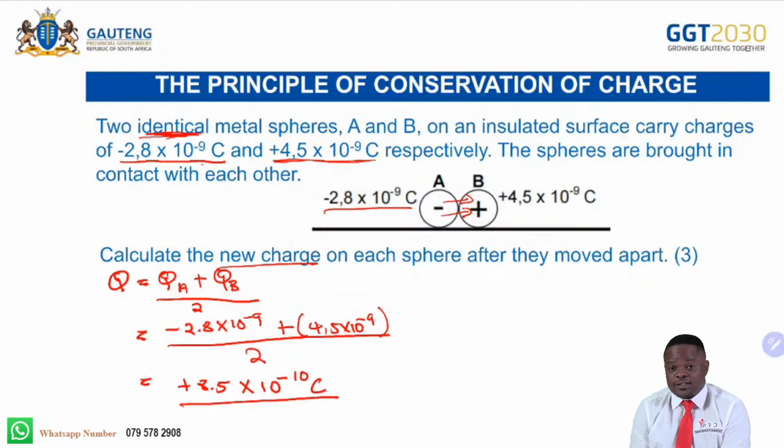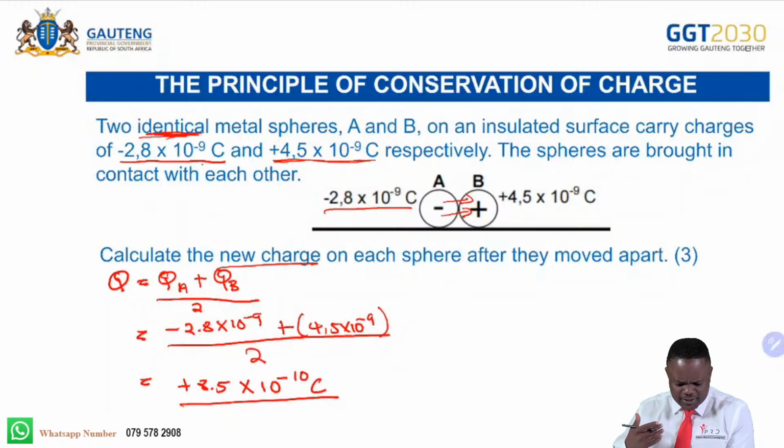So in other words, if you're dealing with identical objects, the new charge is going to be the average of the net charge because the net charge will be evenly distributed between your objects. Right. I hope that makes sense.